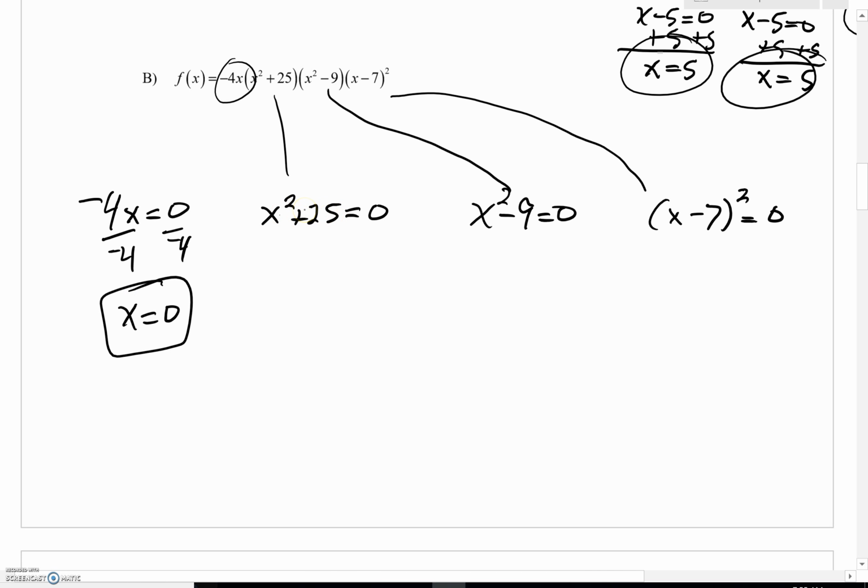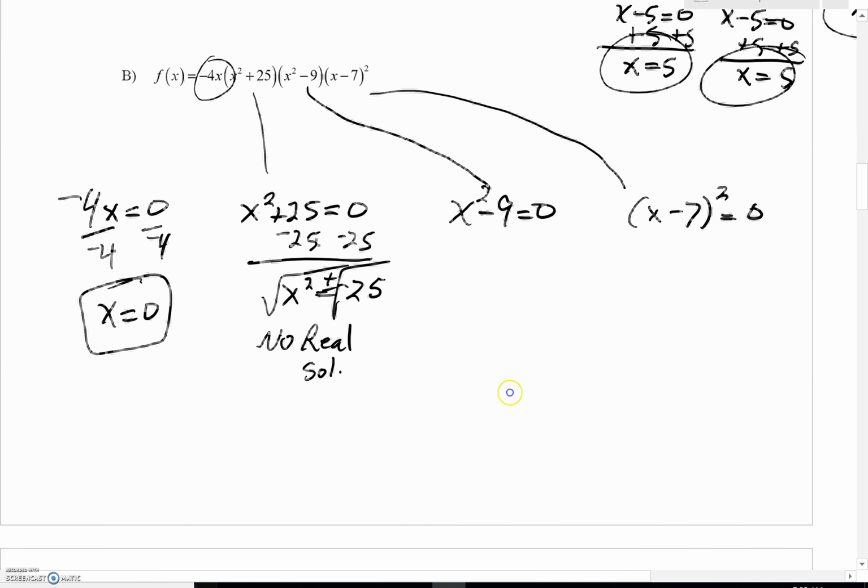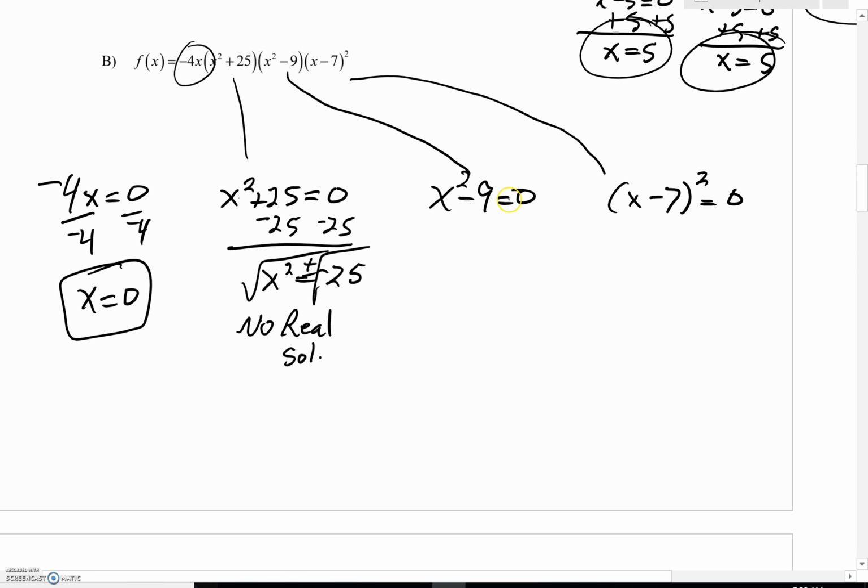Here, x squared plus 25, you could deal with that, and we will in just a moment. The bottom line is this is going to be imaginary. If you tried to subtract 25, and if you took square roots, there'd be no real solution. You'd get imaginaries, and here we don't want imaginaries. We're just going to have real solutions. You get x squared minus 9. You could solve by taking square roots.